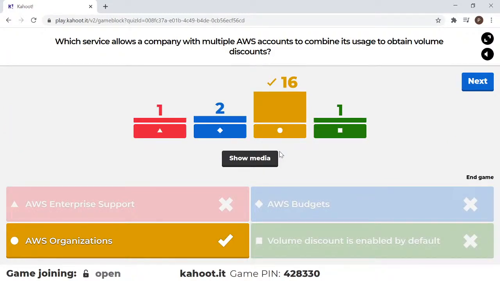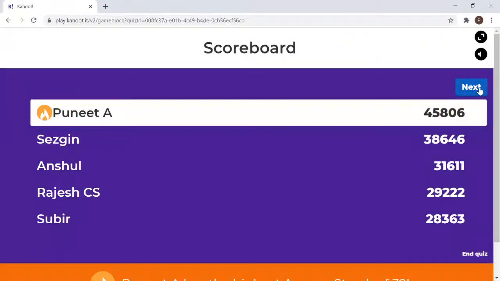Again, most of the people got it right. It's AWS Organizations, which is the right answer. Moving on to the next question.